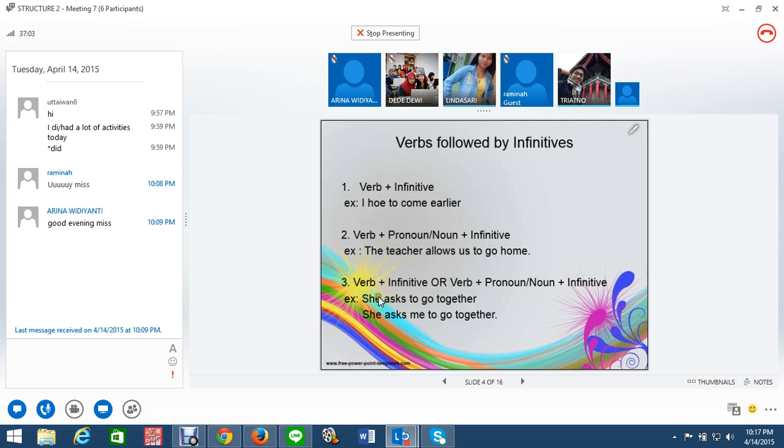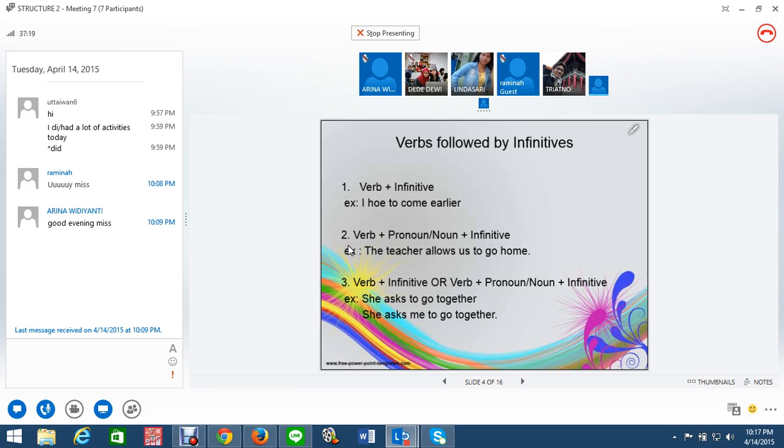So here the third is a combination between number 1 and number 2. You can see the example. She asked together. Okay, here we can change this by using this kind of formula. She asked me. Okay, after ask directly followed by object pronoun and infinitive: to go together.